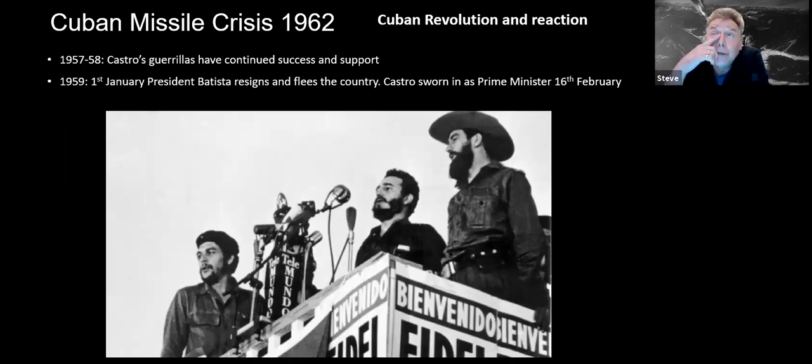They continued a guerrilla war throughout 57, 58, and the discontent was growing in Cuba. There was a general strike and things like that. Workers and peasants were supporting the guerrillas, and in the end, in 1959, Batista is forced to resign, flees the country, and Castro is sworn in as prime minister.